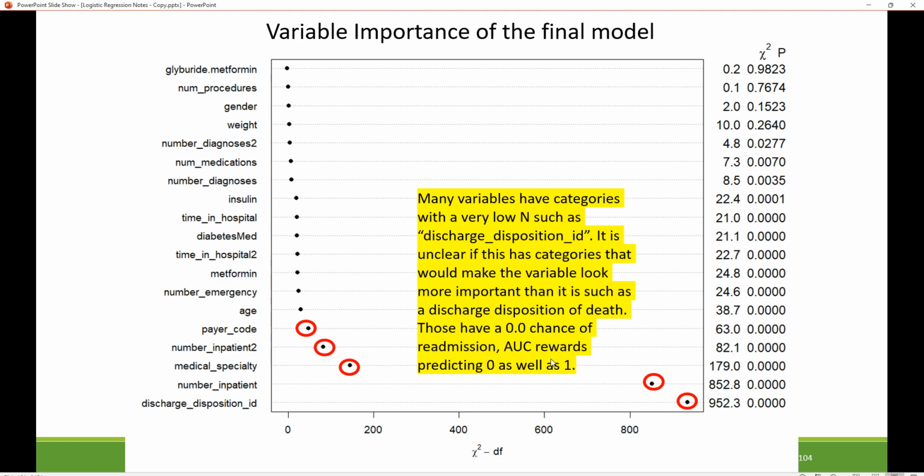Oh, I'm sorry. It's a readmission. So AUC rewards predicting 0 for no readmissions, as well as 1, which is readmission.